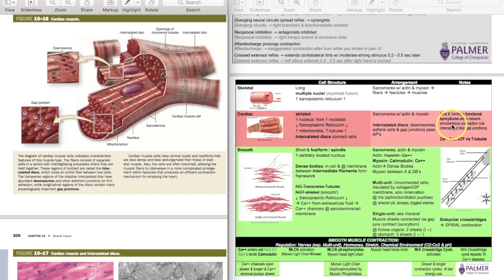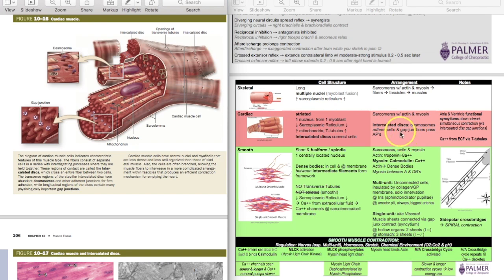So that is a network of simultaneous contraction of all these different heart muscle cells. And what makes it possible are these intercalated discs. They are a form of a gap junction. These desmosomes, excuse me, that's basically what links the two sides together.